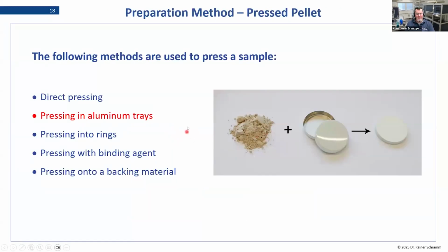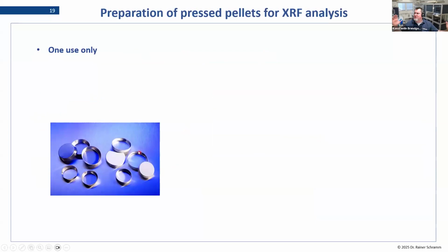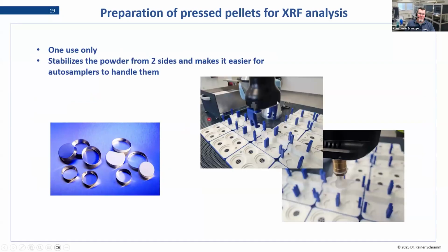And the next example for pressed pellets is using mechanical stabilization, like these aluminum cups. They are disposable. You only use them once and you press the powder in there. And then obviously one side, the sides and the top basically are covered in aluminum, but the other side you can measure. But keep in mind they're one use only, and they help with stabilization for one, but they're also making your pressed pellet a lot easier to handle for auto samplers.